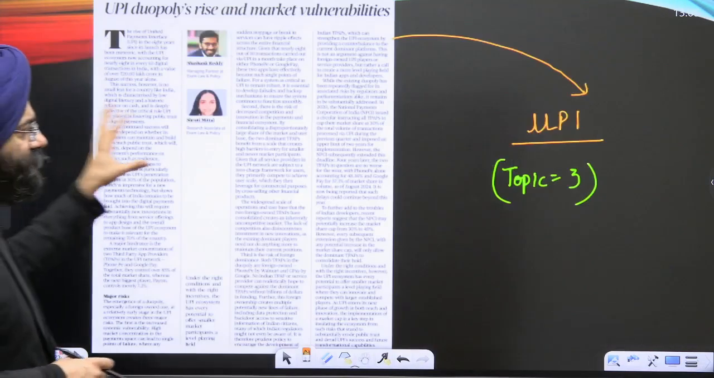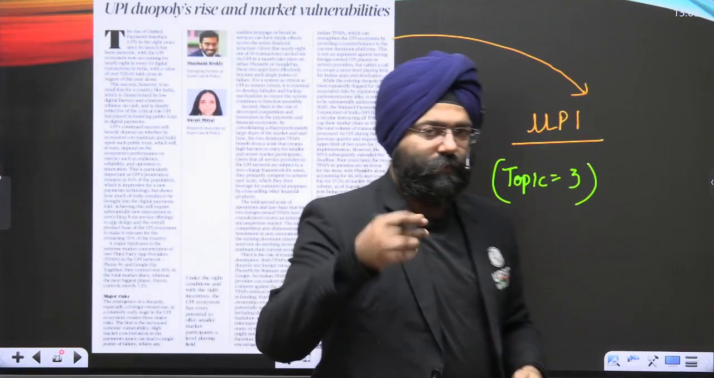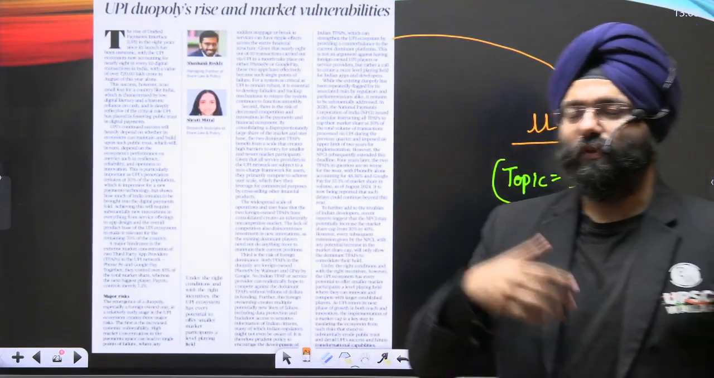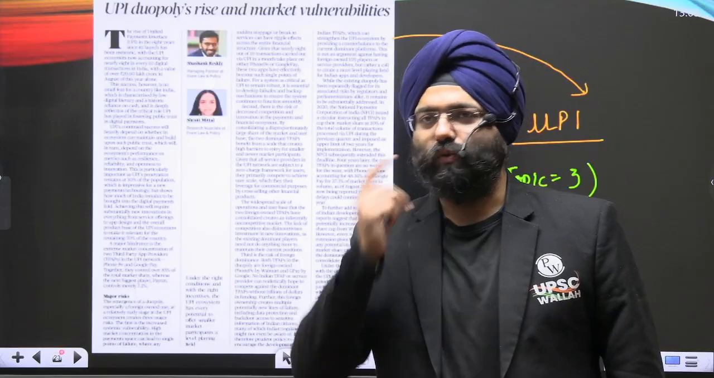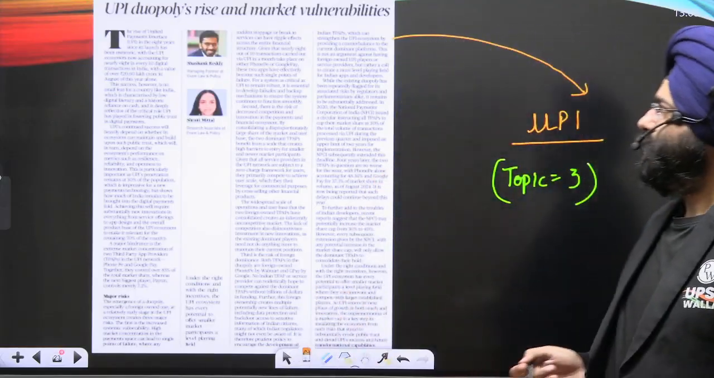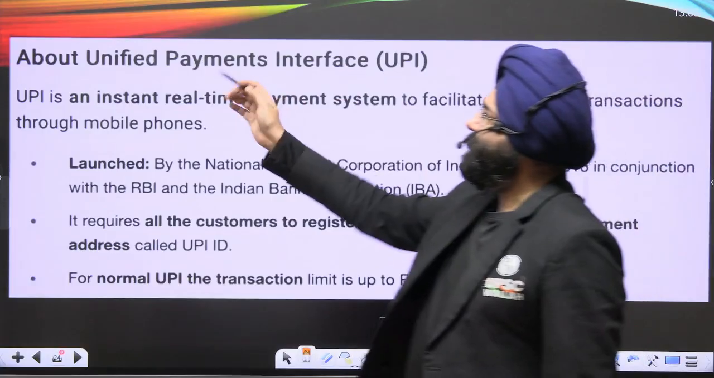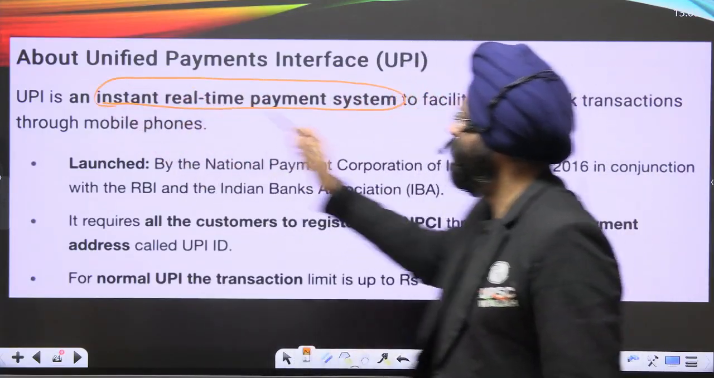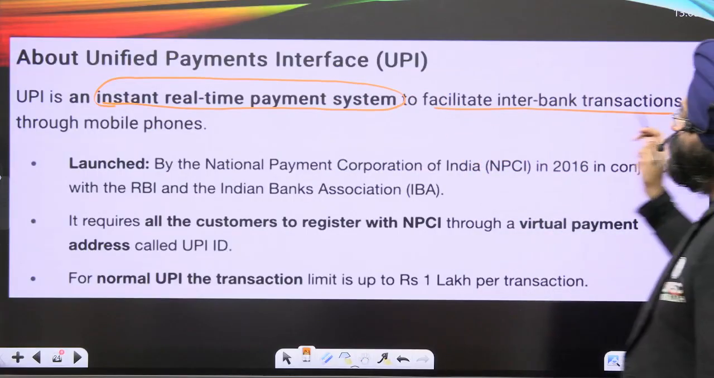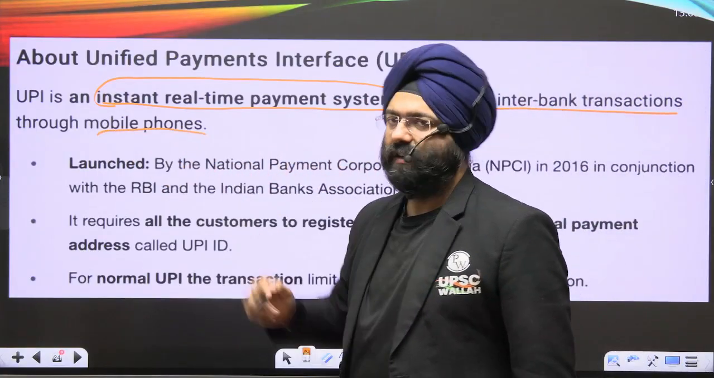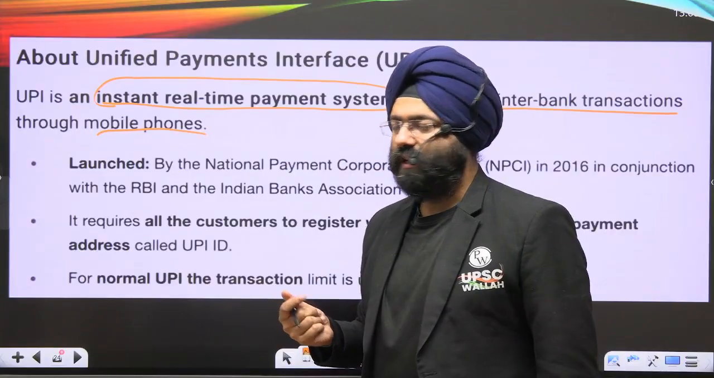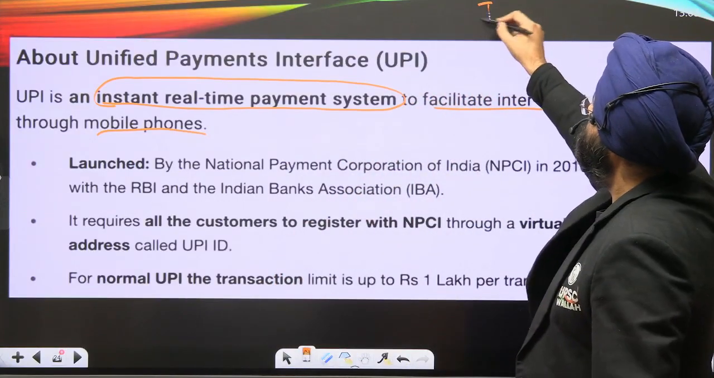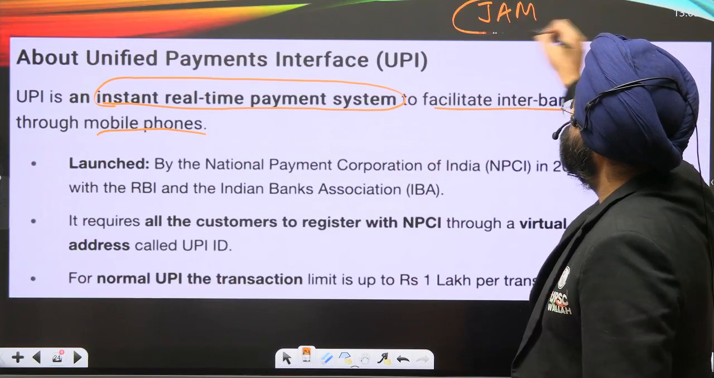See, firstly, before I tell you, understand what UPI is. You all know that you use it to transfer money using QR codes or the phone number. So what is UPI? UPI is the Unified Payments Interface. It is an instant real-time payment system to facilitate interbank transactions through mobile phones, right? We know the JAM system, right? Jan Dhan account, Aadhaar and mobile.